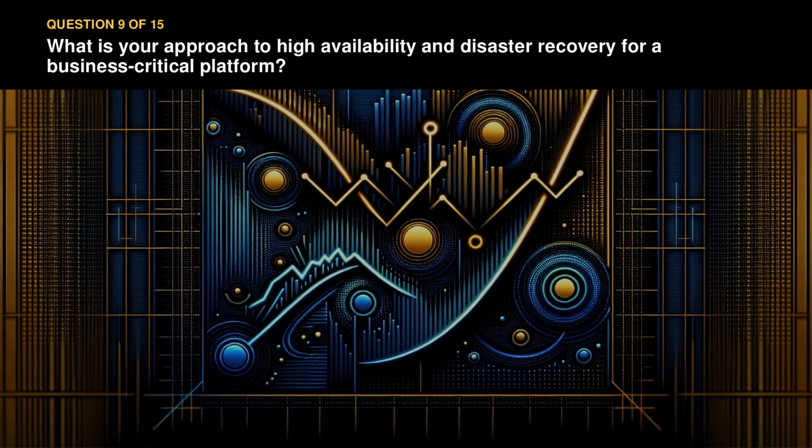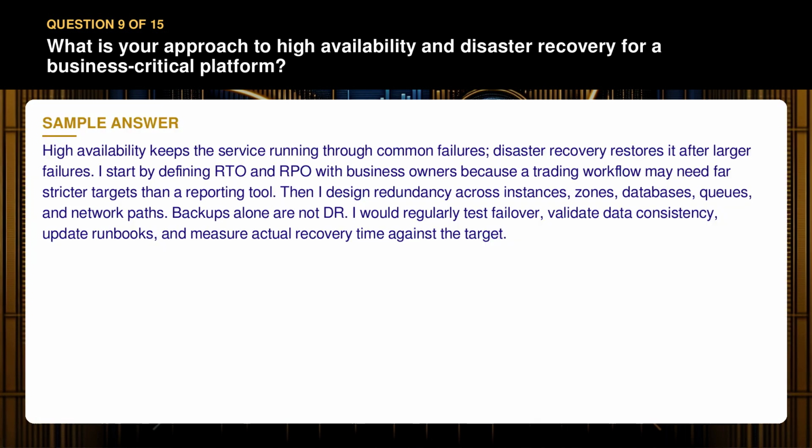Question 9. What is your approach to high availability and disaster recovery for a business-critical platform? High availability keeps the service running through common failures. Disaster recovery restores it after larger failures. I start by defining RTO and RPO with business owners, because a trading workflow may need far stricter targets than a reporting tool. Then I design redundancy across instances, zones, databases, queues, and network paths.